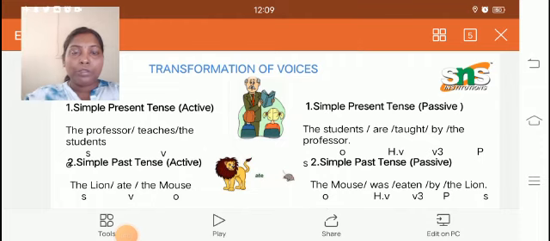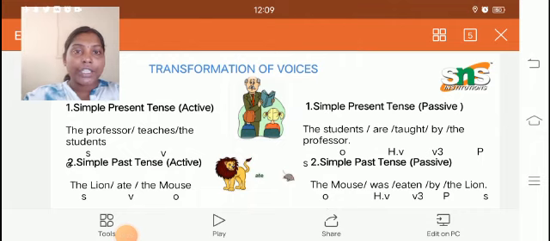As per the rules for transforming to passive voice, we have to write the object in the subject position first. So I write the mouse. I have to look at whether the subject is singular or plural. Since the mouse is singular, I have to write the verb form following that. It is in the form of simple past tense. So what is our rule? Do not change the tense form in a passive voice.